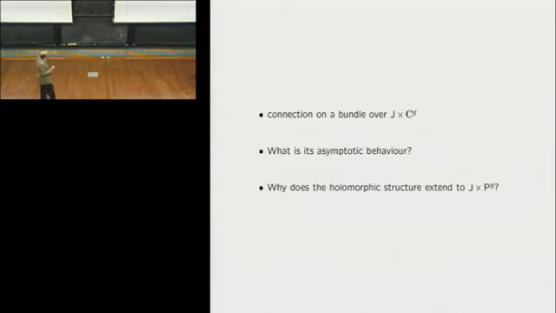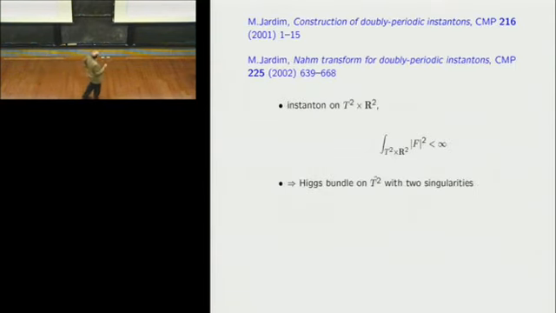So this is the question. We have a connection on a bundle over this. What is its asymptotic behavior as you go off to infinity? And why does the holomorphic structure extend? Well, I don't know the answers to all these, but we can make a start. And in a way, this goes back to Jardin's problem. This is his thesis problem.